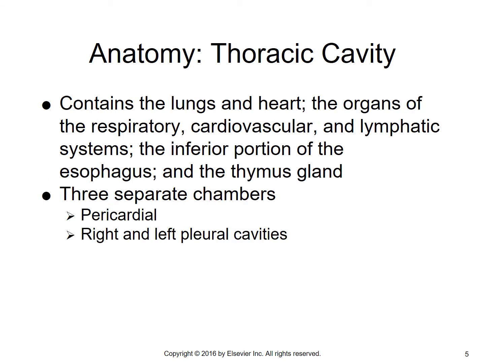The thoracic cavity contains the lungs and the heart, the organs of the respiratory system, but also the cardiovascular and what we call the lymphatic system that we'll be learning about soon. The inferior portion of the esophagus and what's called the thymus gland, which is in what we call the mediastinal area. And there's three separate chambers. There's the pericardial. Peri, remember, means around, cardial pertaining to the heart, so that area around the heart. And then what we call the right and the left pleural cavities. The pleural cavities are where the lungs are going to be housed.